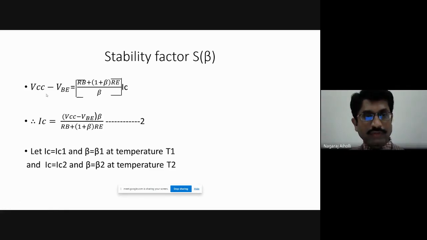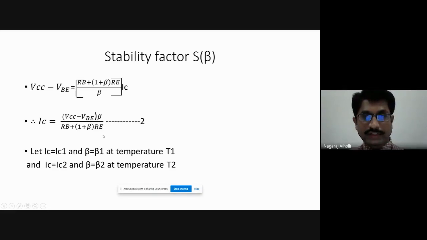So the IC equation will be, say I take this term beta and take it to the LHS, it will come to the numerator. It will be VCC minus VBE into beta. Then this RB plus (1 plus beta) into RE, which is in the numerator, if I take it to the LHS, it will come to the denominator. So it will be RB plus (1 plus beta) into RE. So the equation for IC after rearranging the terms will be IC is equal to VCC minus VBE into beta, the whole divided by RB plus (1 plus beta) into RE.